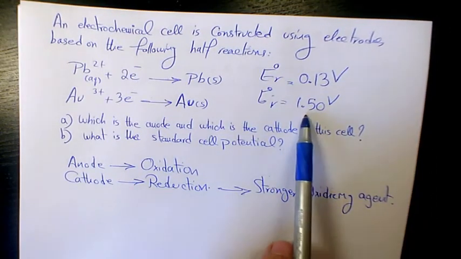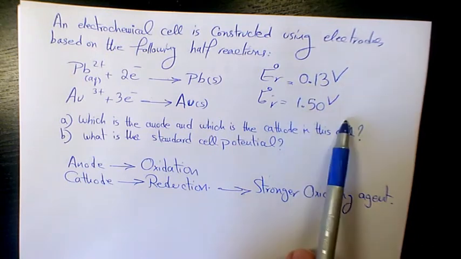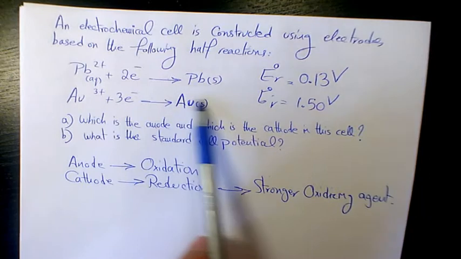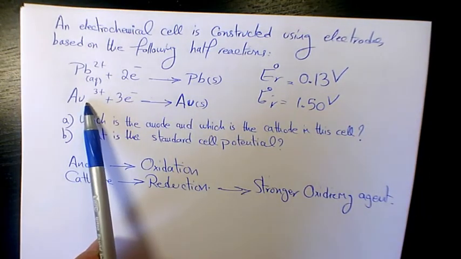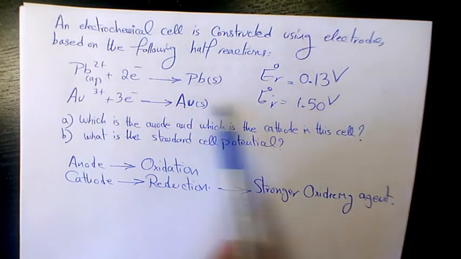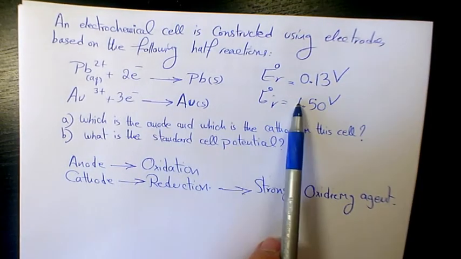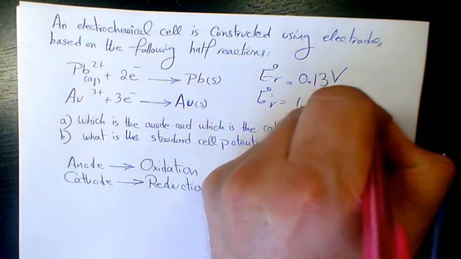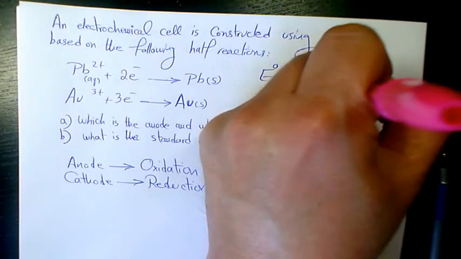So since this number is greater than the other one, we have 1.5 comparing to 0.13, this one is bigger, so this one is going to be a stronger oxidizing agent. So reduction happens in here, and that's going to be our cathode, and the other one is going to be the anode.